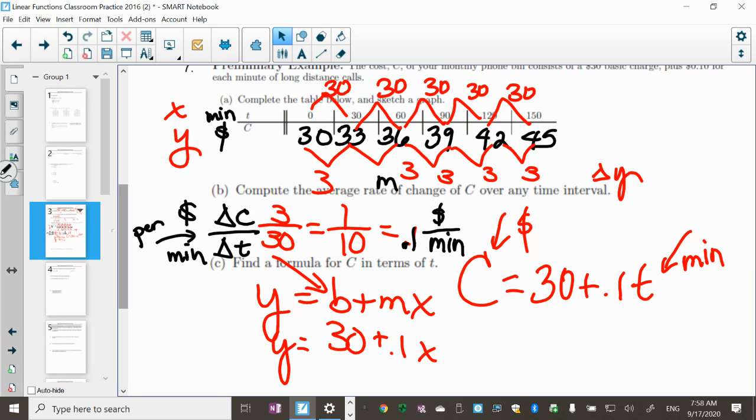So I always tell the kids, if it purrs and it's not a kitten, it's a rate. Like miles per hour, that's how fast you're going. It's your rate, it's your velocity, okay?